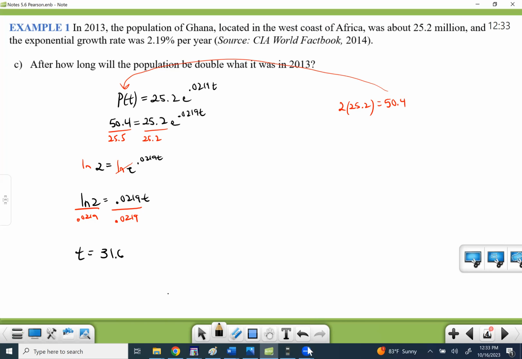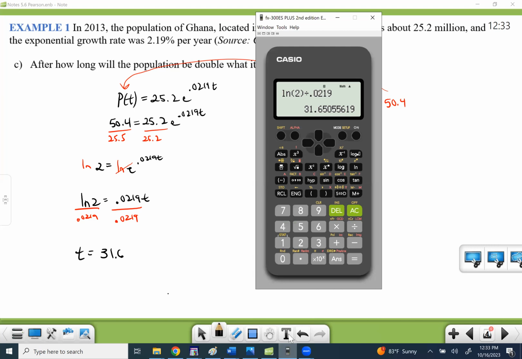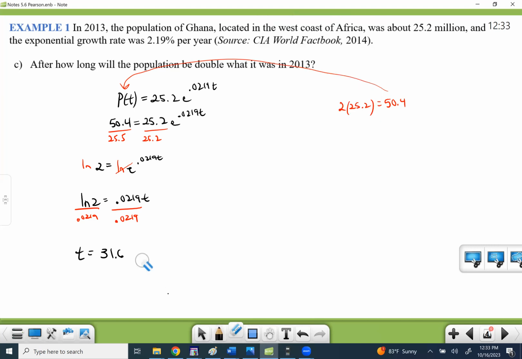Actually, that 6 should be what? The 5 rounds it up. It should be a 7. They didn't tell us where to round. Okay, so after how long? 31.7 years.